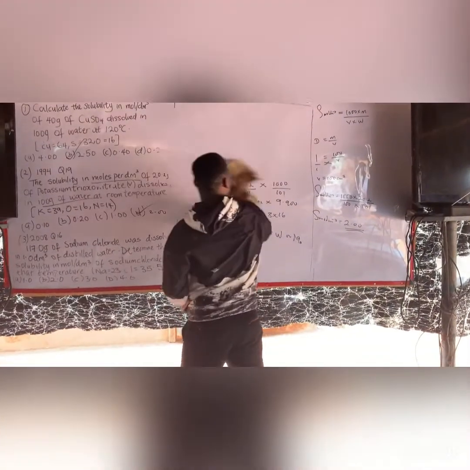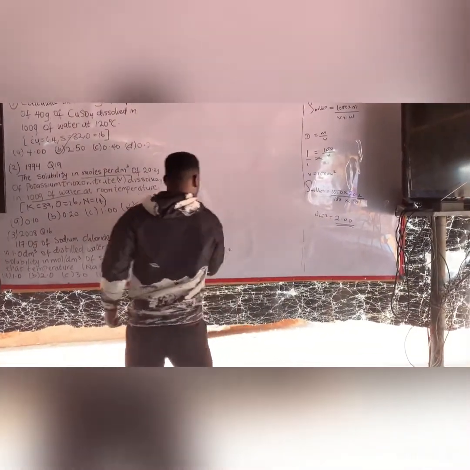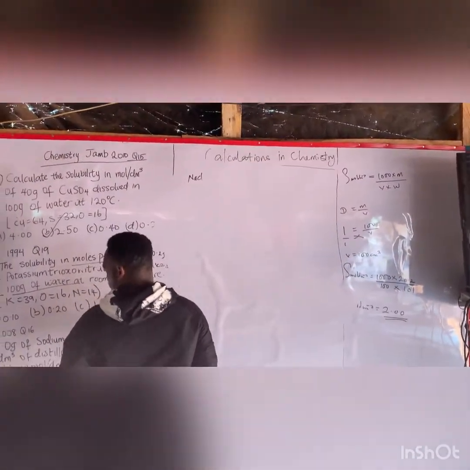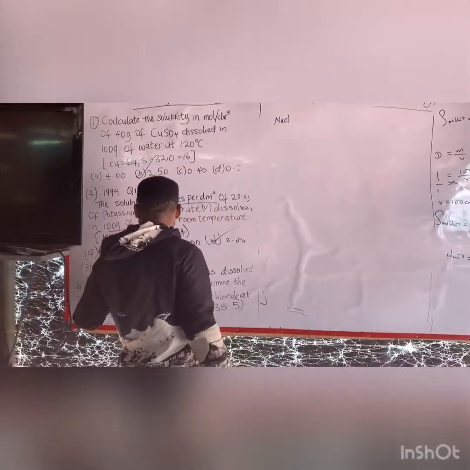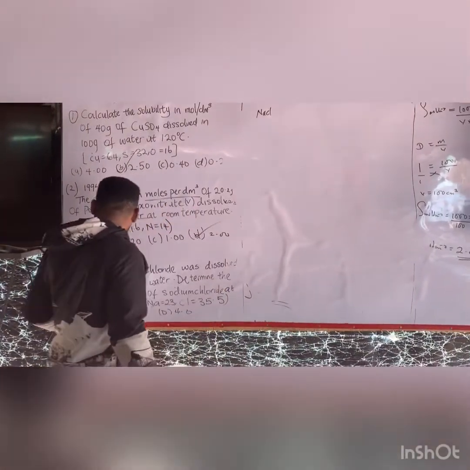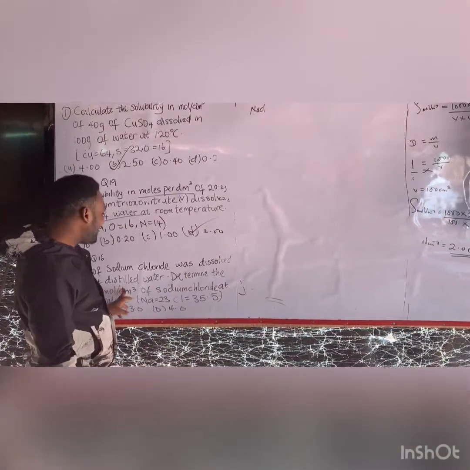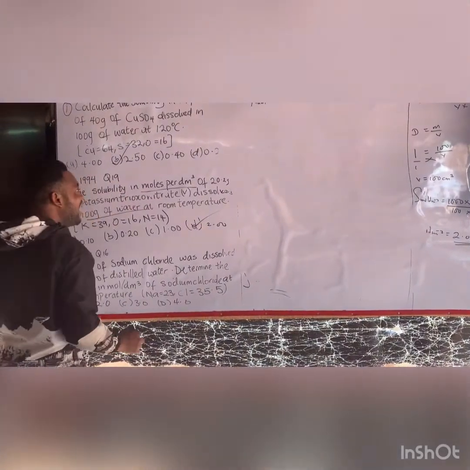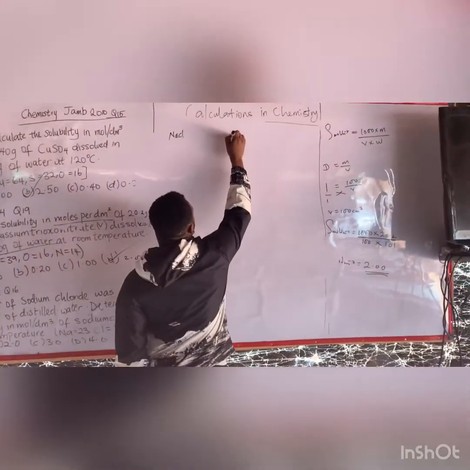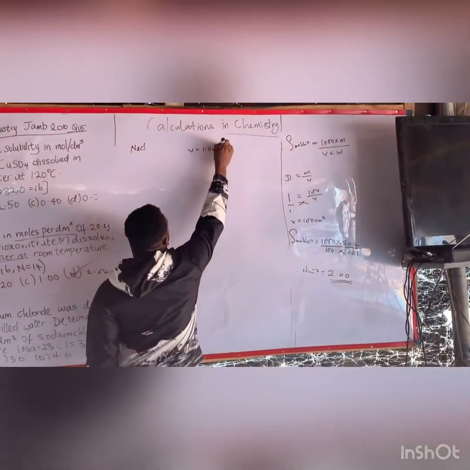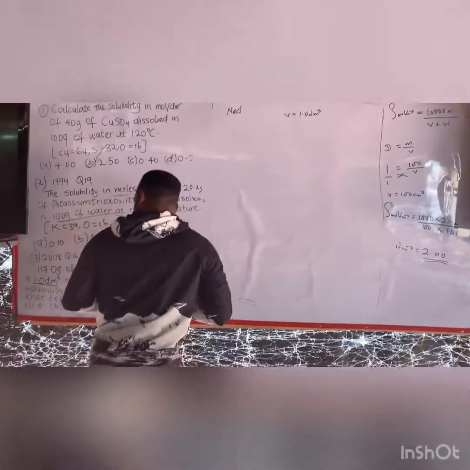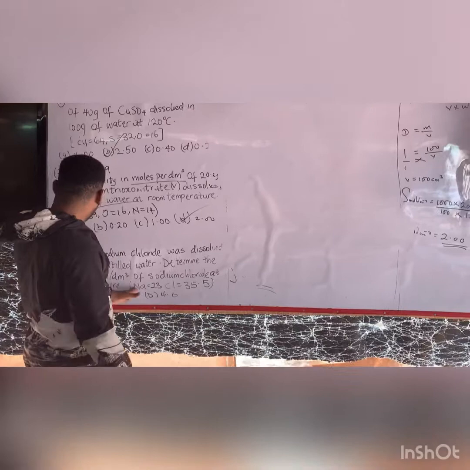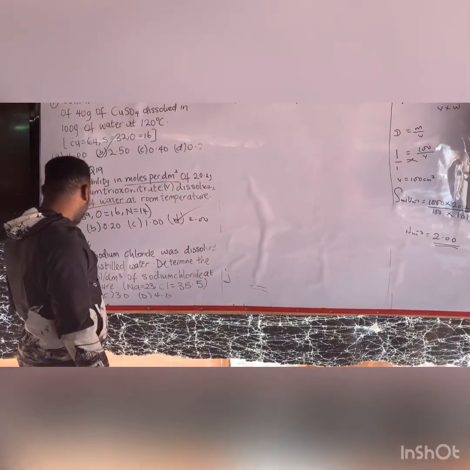Now, 117.0 gram of sodium chloride. Sodium chloride is written as NaCl. So they said 117.0 gram of sodium chloride was dissolved in 1.0 dm cube of distilled water. Now I have seen that my volume is given to me, and that volume is in dm cube. So volume is 1.0 dm cube of distilled water. Determine the solubility in mole per dm cube of sodium chloride at that temperature.